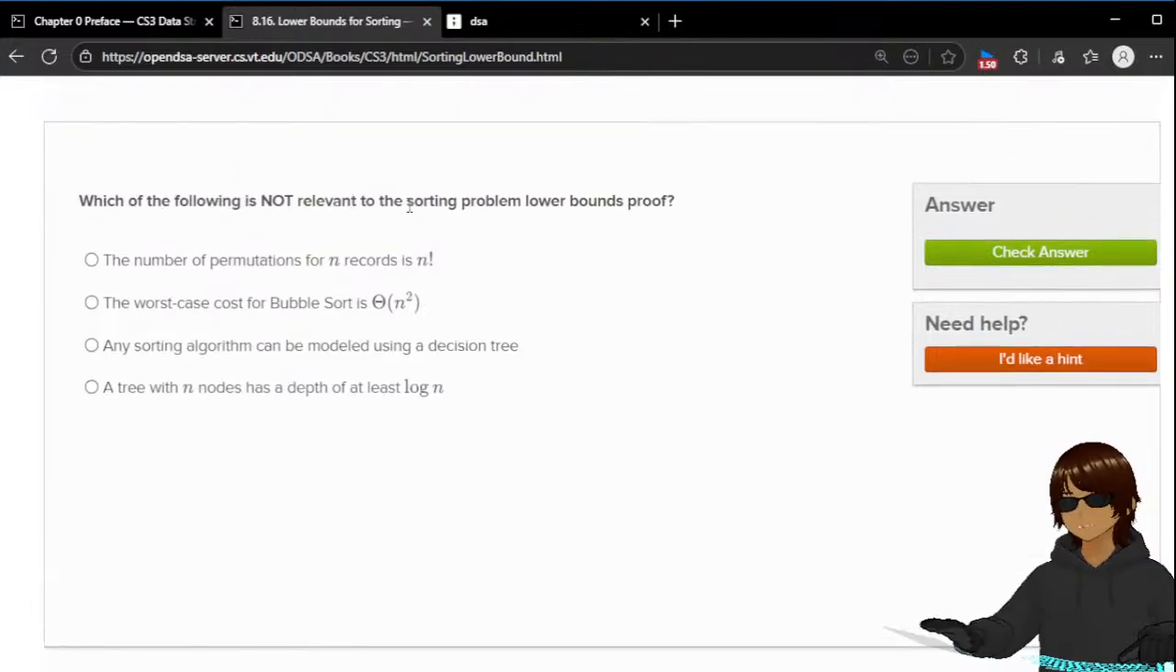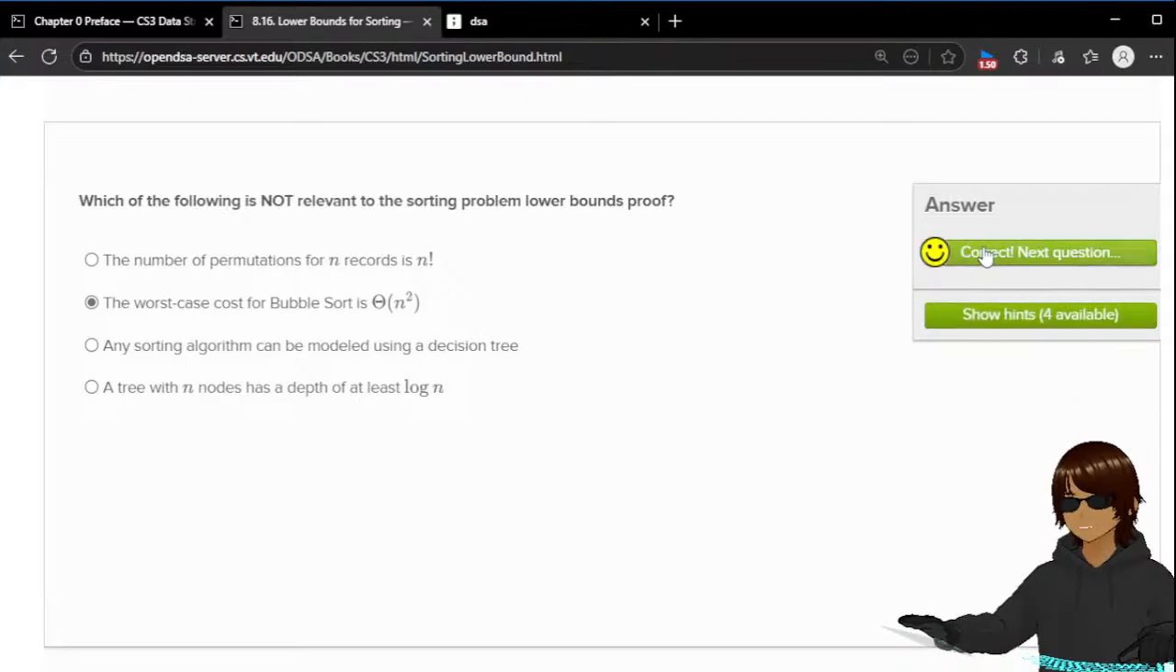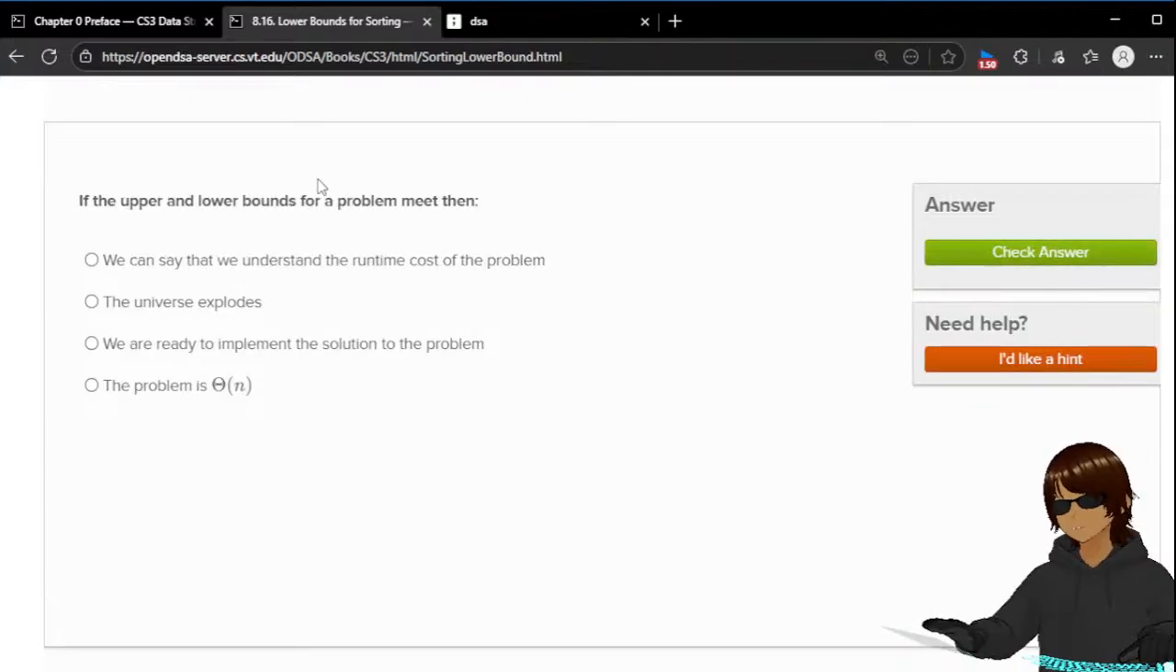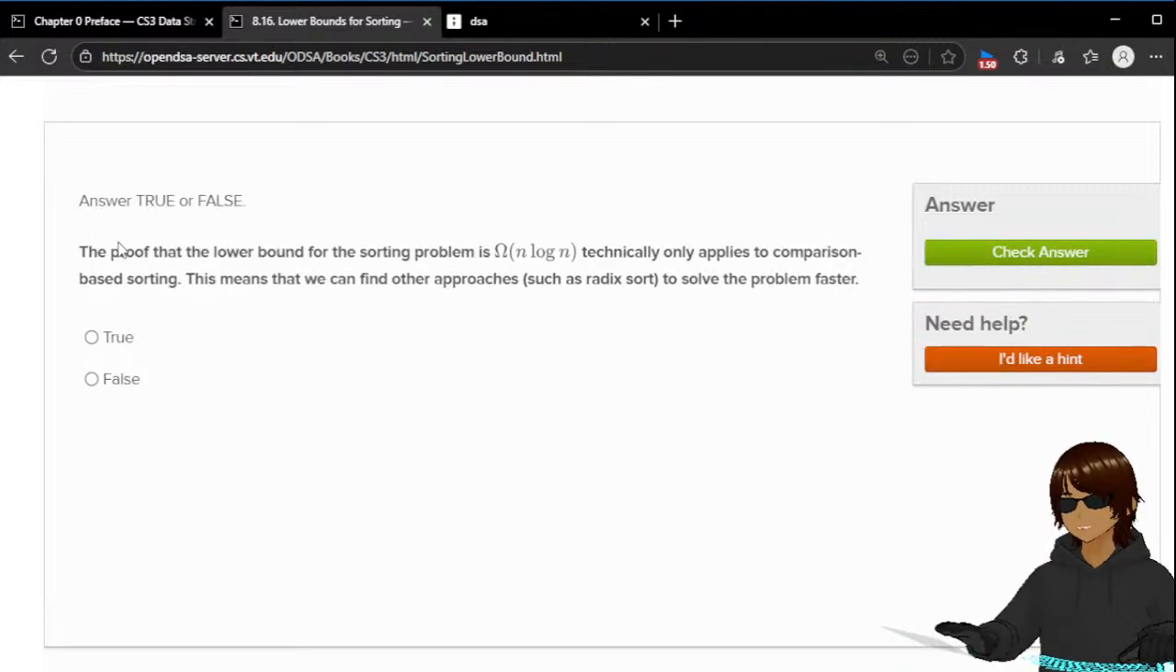Which of the following is not relevant to the sorting problem lower bound proof? If a bubble sort this, then if the upper and lower bound for a problem meet, then understand the runtime constant. Proving the lower bound for the sorting problem is omega n log n technically only applies to comparison-based sorts. This means we can find other approaches such as radix sort to solve the problem faster. False.